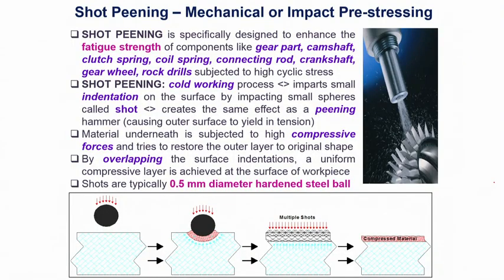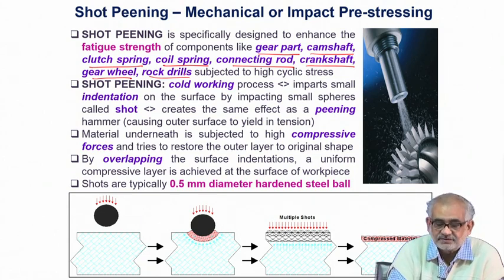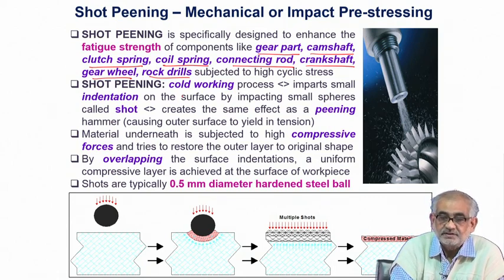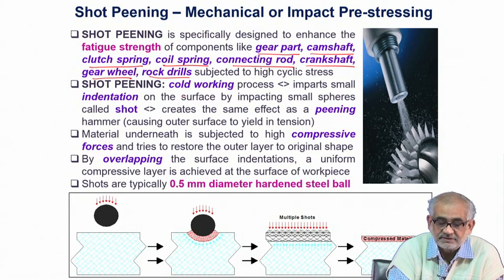Now, for shot peening using these impacting spherical shots, we can enhance the fatigue strength, as I mentioned, on typical engineering components like gear parts, the camshaft, clutch spring, coil spring, connecting rods, crankshafts, all kinds of rotating members, rock drills and so on, where fatigue is a standard way of failure. And if we can create a residual compressive stress on the surface, then we defer, and in some cases even prevent, such crack growth or fatigue failure.